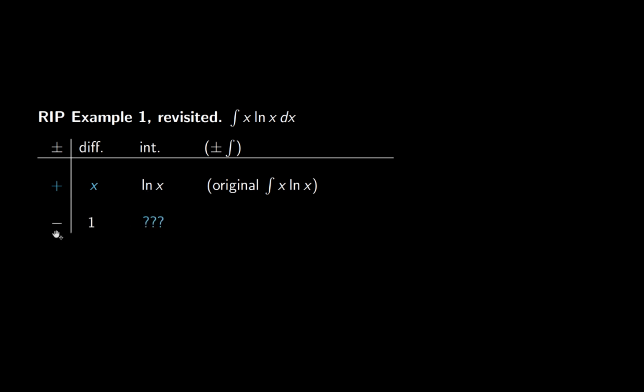In the next row, well, we get alternating plus minus signs. We have a minus sign for a negative 1. Differentiate x to get 1, and then, well, if you don't know how to integrate natural log, that's a problem. And in fact, it requires integration by parts. You get x times natural log of x minus x, but basically stop and try a different procedure, like we did in the first attempt with example 1.